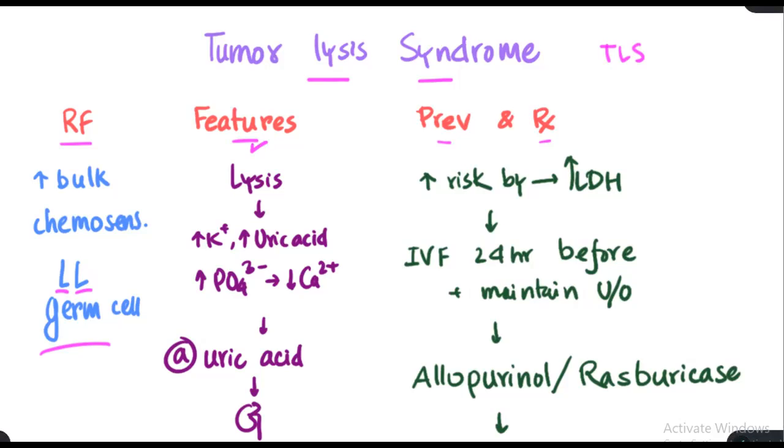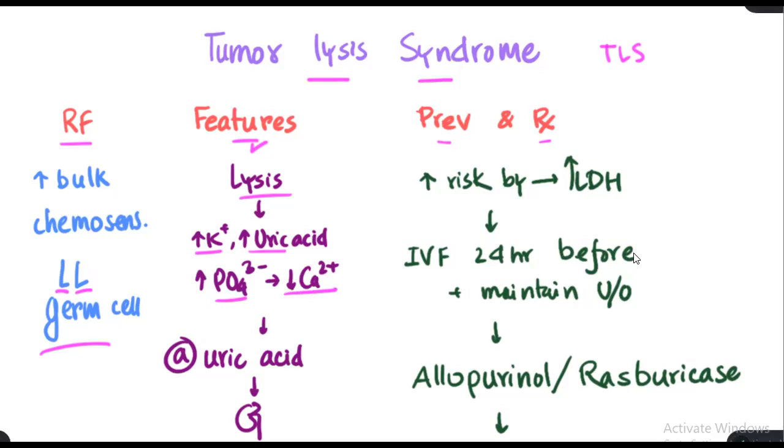Whenever you give this high dose chemotherapy in a highly sensitive tumor with high bulk, there is lysis of a massive number of cells. And there is hyperkalemia because potassium is coming out, uric acid is coming out, phosphate is coming out from inside the cell. So those will cause hyperkalemia, hyperuricemia, and hyperphosphatemia. And whenever you have hyperphosphatemia, that will reduce the ionized calcium level, causing hypocalcemia.